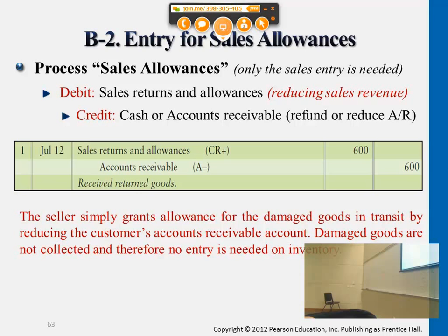Again, for this case, since the company is not collecting the goods from the customer, we will not be increasing the inventory account. We will not be adjusting cost of goods sold. That part, we just think of it as readily shipped out and no longer useful, so the cost is still there. But we do grant the customer an allowance of $600, so we are reducing the accounts receivable that we will be collecting from them. This transaction doesn't affect the inventory account.